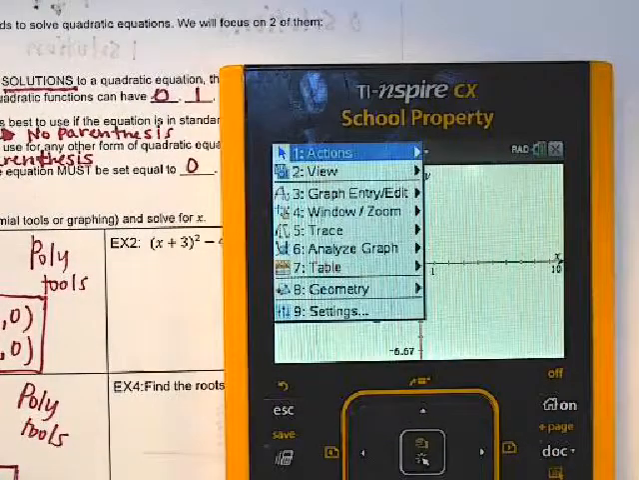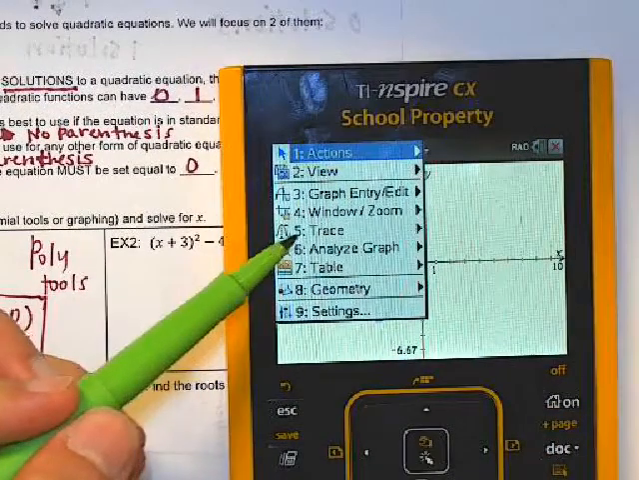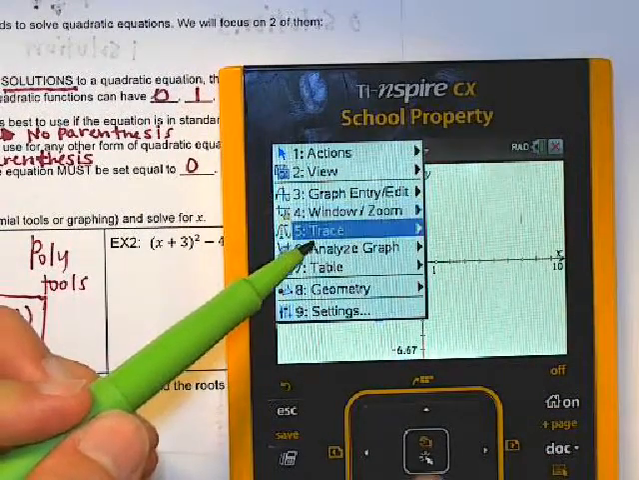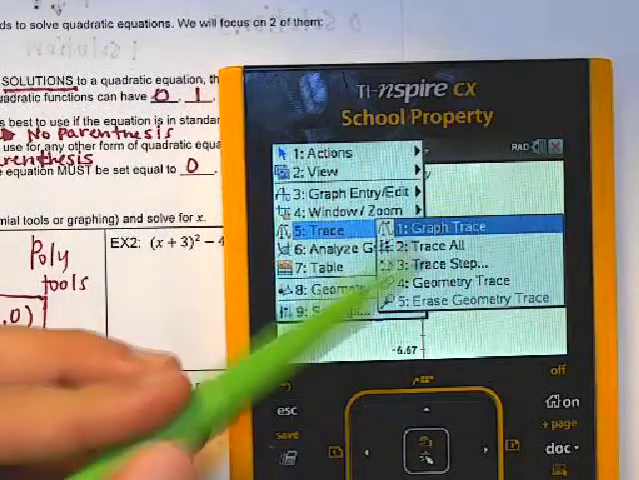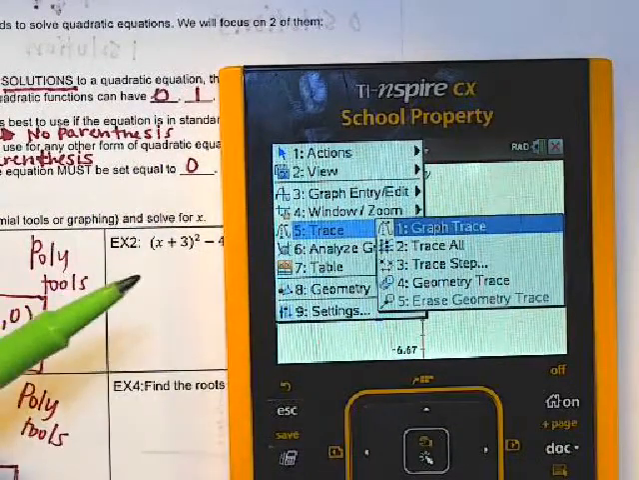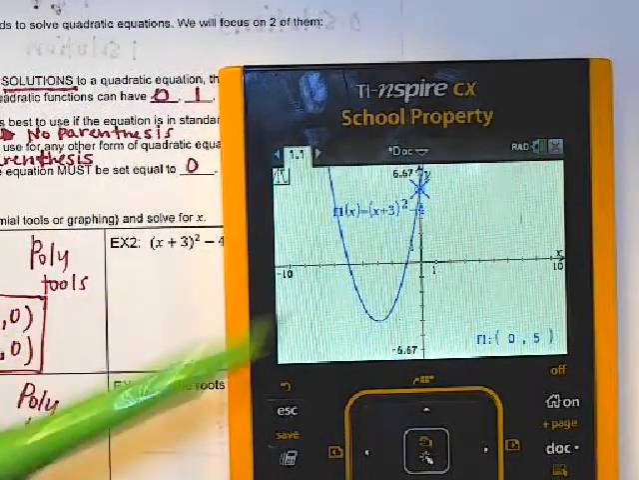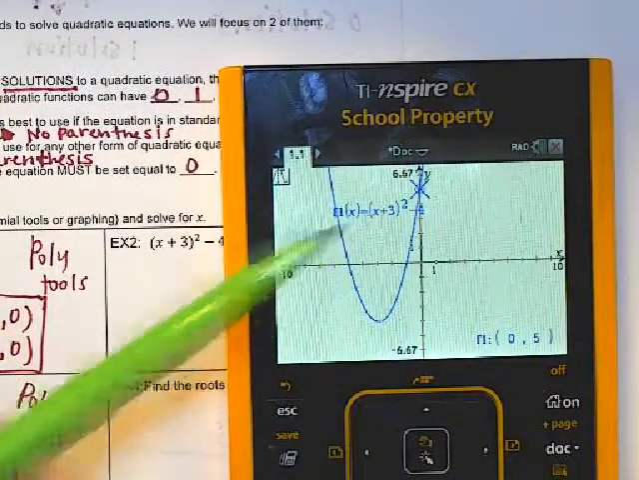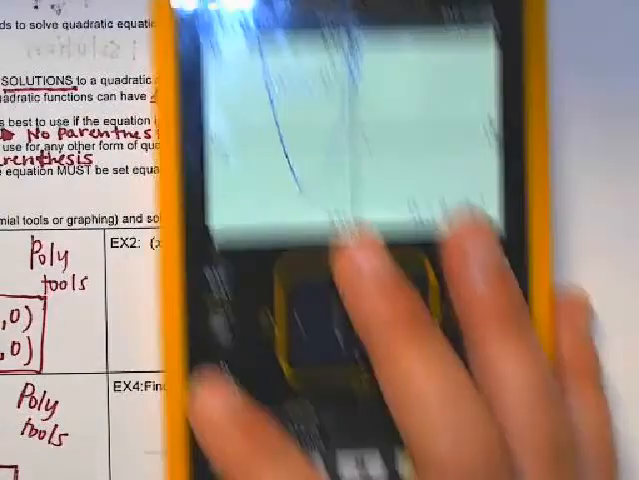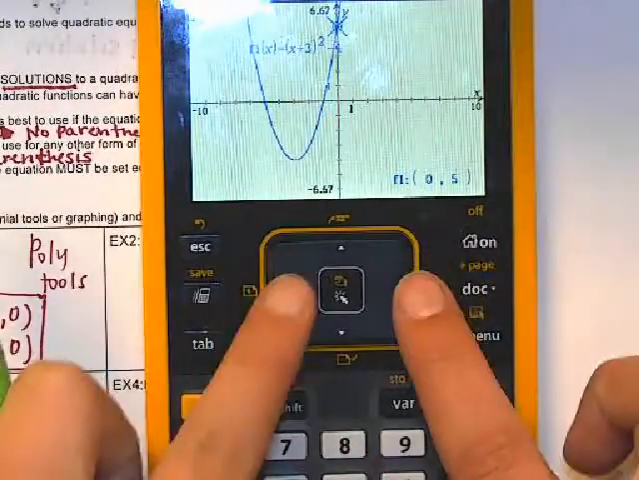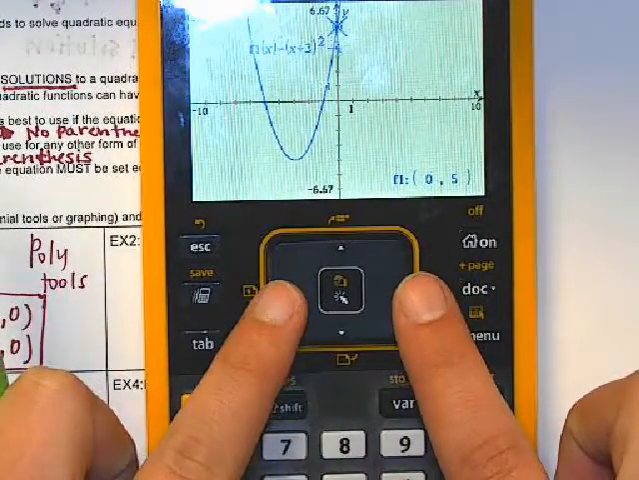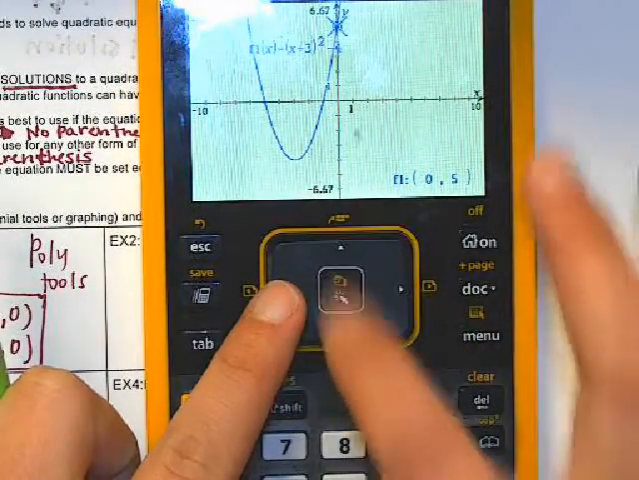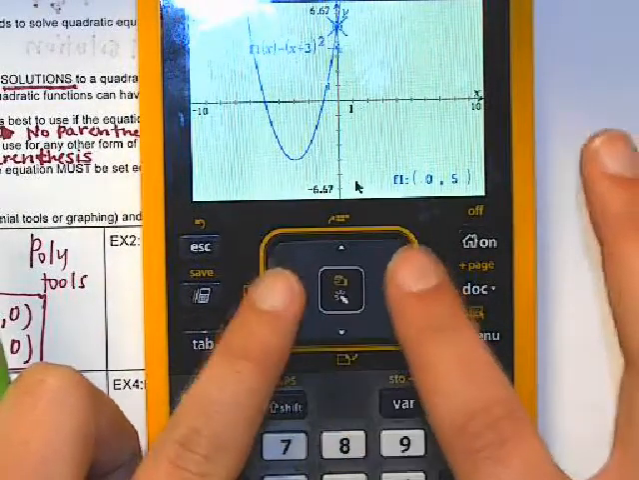So I want you to hit menu. 5. Does everybody see trace? 5. And then we're going to hit number 1, graph trace. This little X should show up with a dot. In order for you to trace it, to move the X, you can only hit the left and right arrows. If you try to go up and down, it's not going to work. You can only hit the left and the right.